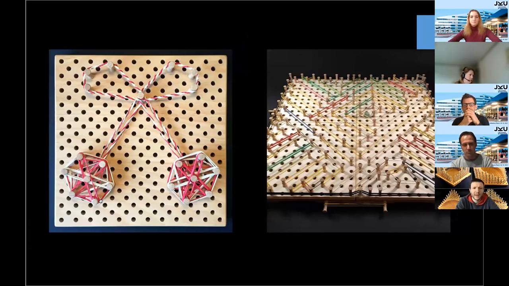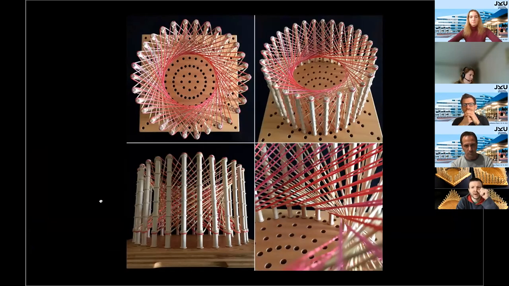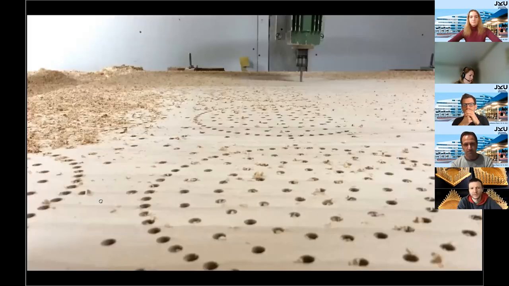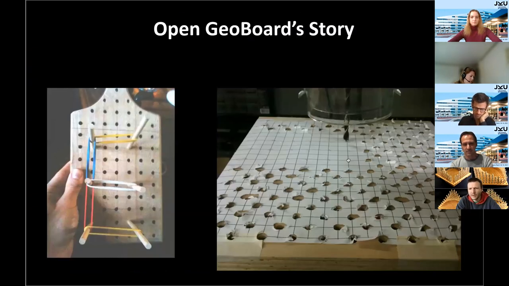About the making of the geo board, there were some photos of it. This is making with a CNC router. Of course, you just show the kids how to use a CNC router. You upload the cut files and then the machine makes it. But the thing that you can do by hand is, for instance, this thing. This is with a press drill.